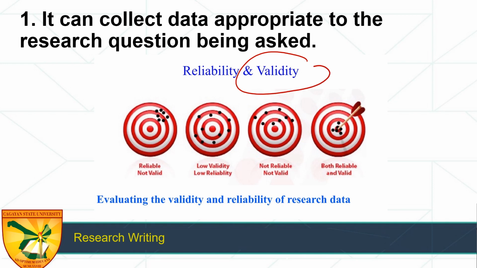validity. So in general, a test is valid to the extent that it measures what it claims to measure. So near the bullet, this one is valid. This one is only valid. The one that hits the target and it measures what it claims to measure.